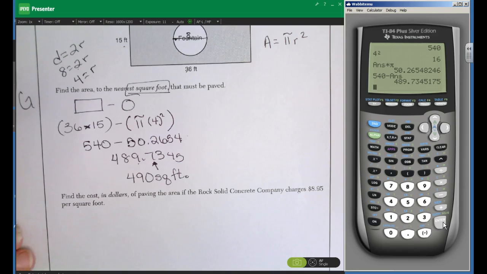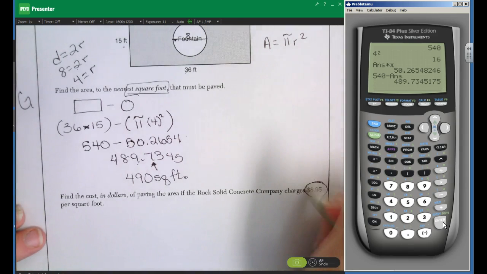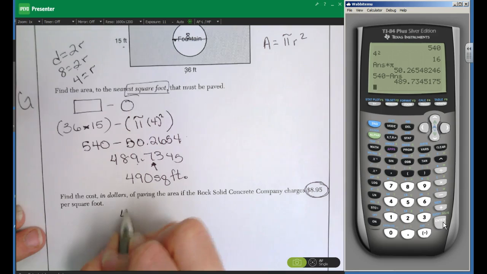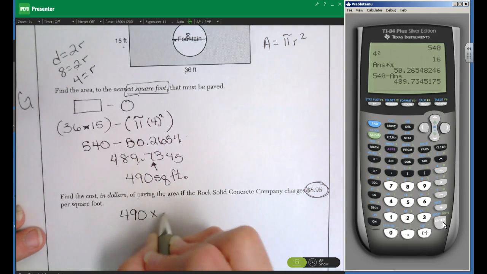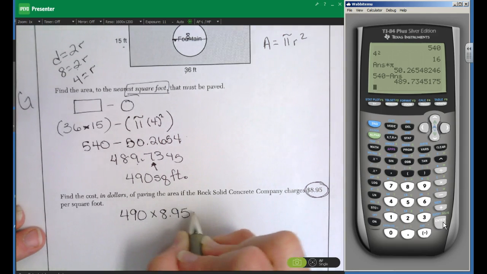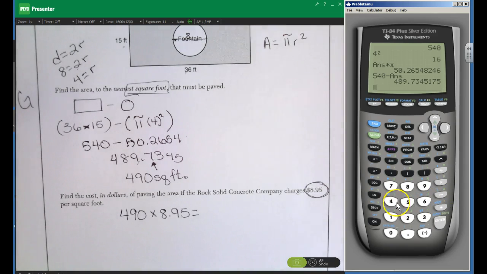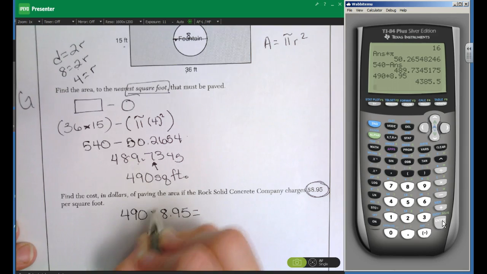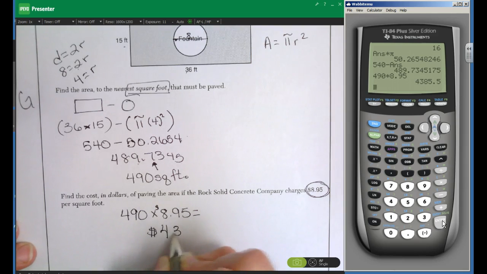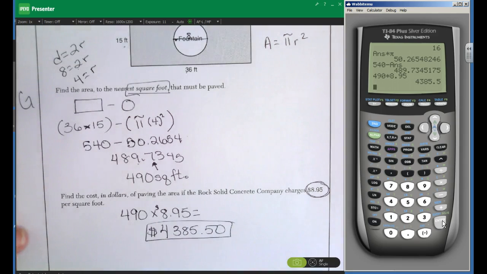Now it wants us to find the cost in dollars. If it's $8.95 per square foot, so we have 490 times $8.95. In dollars, 438.550. And there you go. All right. We just finished all of our lovely geometry measurement problems. Yay! Great job.